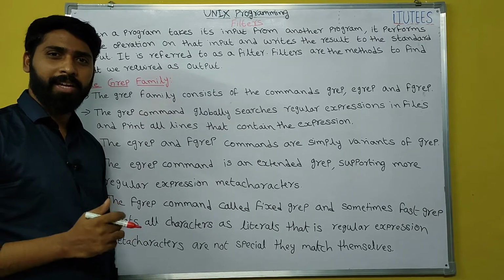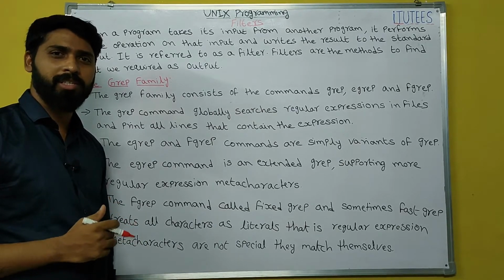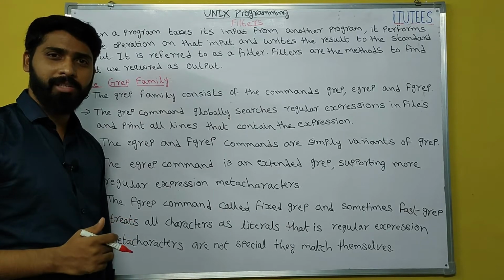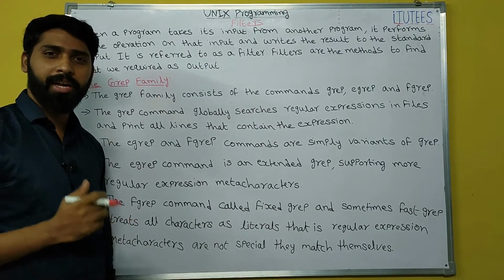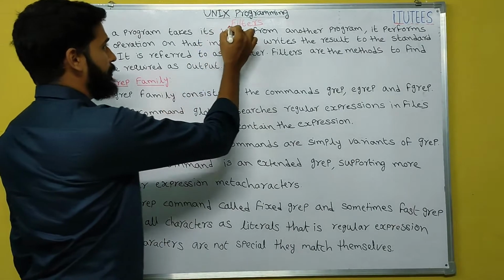So up to now we have completed the first 3 units. The first one is introduction to Unix, the second unit is regarding the file system, and the third unit is regarding introduction to shell programming. Now the fourth unit is filters.